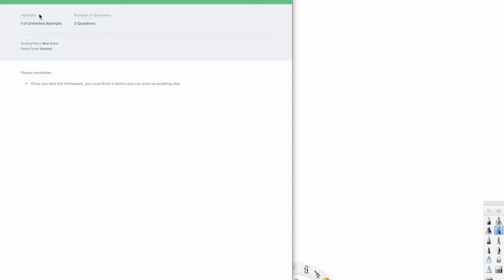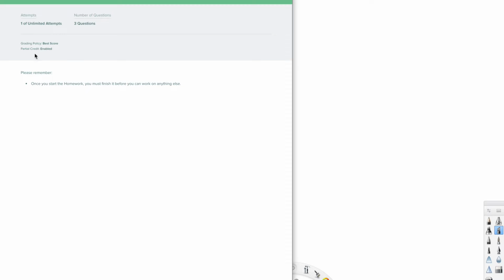The second thing is the unlimited attempts, or the number of attempts. You always have unlimited attempts on homework, quizzes, and tests. Number of questions just tells you how many are on this particular assignment. Grading policy is always best score. Whichever attempt is the best one is the one you keep. And partial credit is enabled, so if you answer 1 of 3 questions correctly, you get credit for one question, or however many you answered correctly.